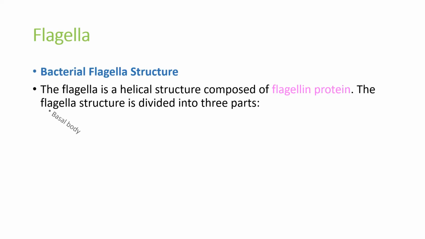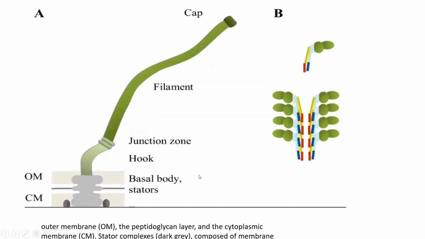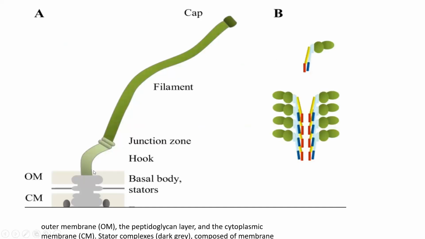Okay, this is the flagella structure. Flagella structure has three parts. First one is basal body, second one is hook, third one is filament. First, I explain the basal body. Look at here, this is the flagella structure. First one is basal body. This is the basal body. Second one is the hook. This is the hook, curve shaped. Third one is filament. Filament is just like a hair-like structure. That is called filament.